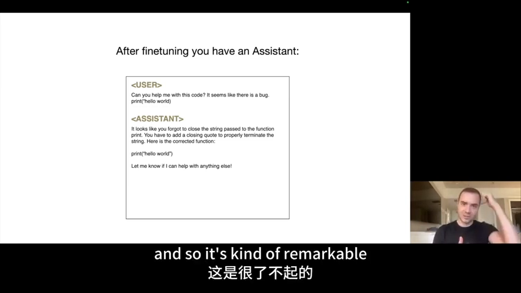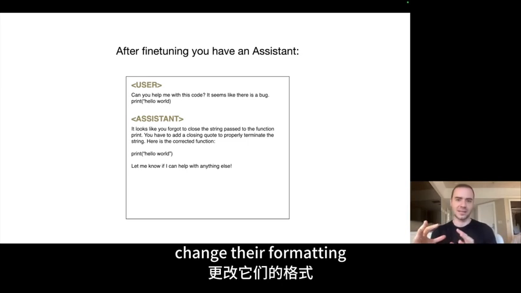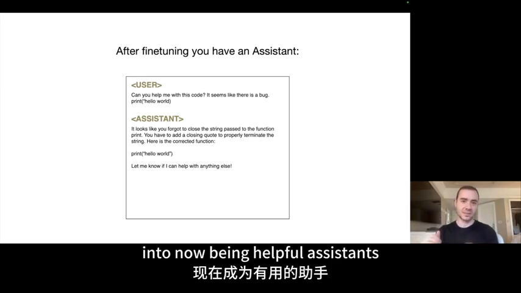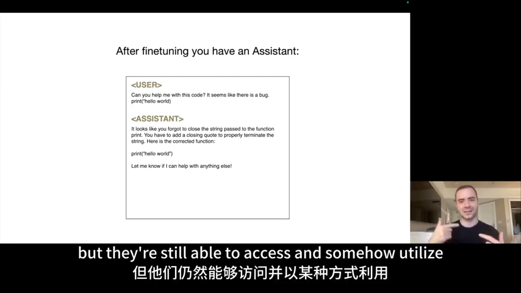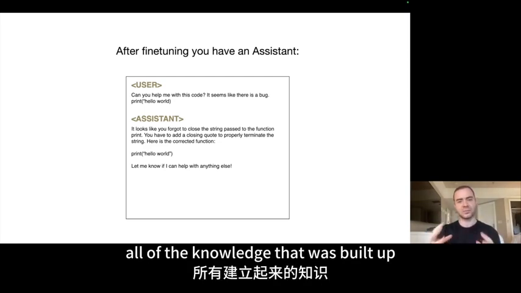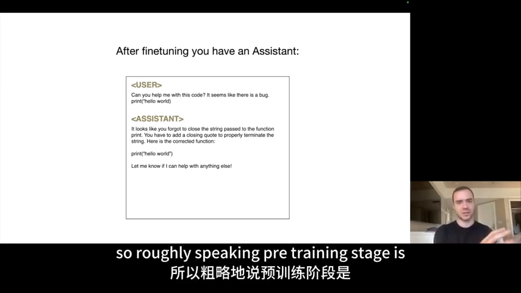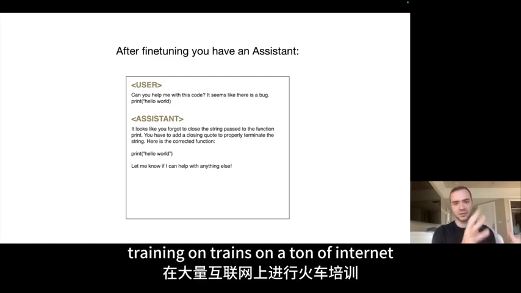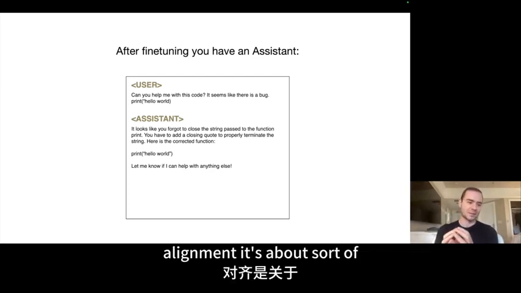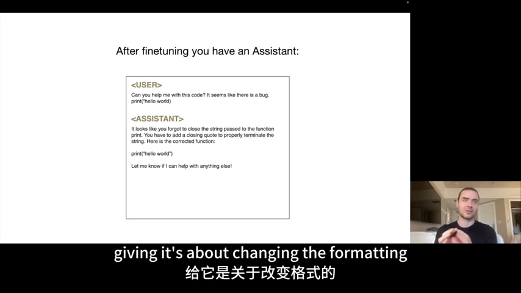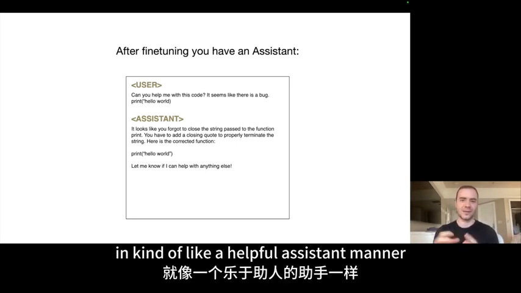And so it's kind of remarkable, and also kind of empirical and not fully understood, that these models are able to change their formatting into now being helpful assistants because they've seen so many documents of it in the fine-tuning stage, but they're still able to access and somehow utilize all of the knowledge that was built up during the first stage, the pre-training stage. So roughly speaking, the pre-training stage trains on a ton of internet and is about knowledge. And the fine-tuning stage is about what we call alignment. It's about changing the formatting from internet documents to question and answer documents in a helpful assistant manner.